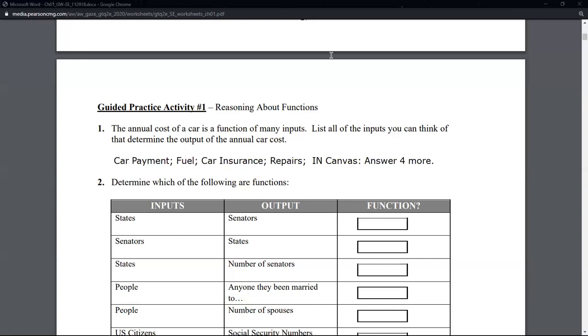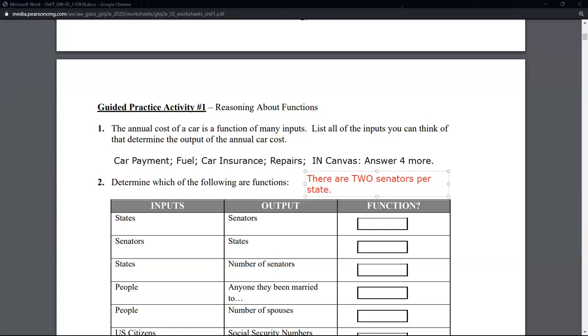Next up. Determine which of the following are functions. So some inputs and outputs, states and senators, and then senators and states. What this first thing has done is swapped them. States to senators: if you plug in states, can you say the senators are outputs? Or if you plug in senators, can you say the states are outputs? One important thing to note for this particular problem is that there are 2 senators per state.